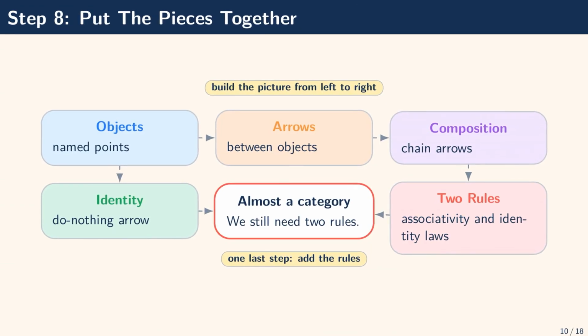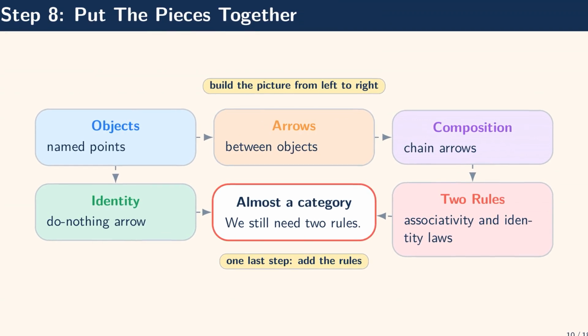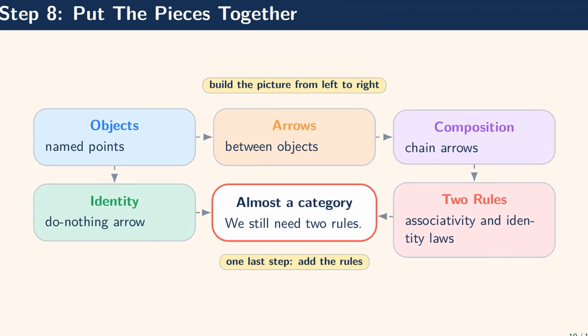Now the pieces are on the table: objects, arrows between objects, composition, and identity arrows. At this point, we almost have a category. The last ingredient is a pair of rules that tell us how composition and identities must behave.